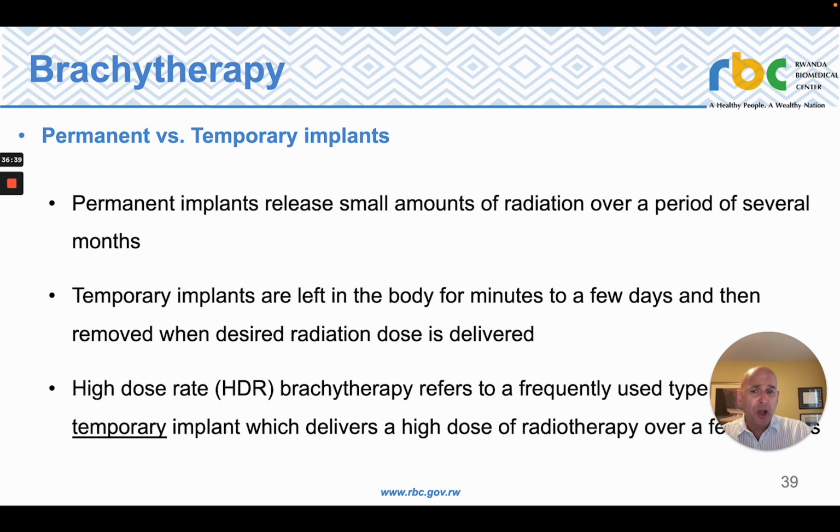desired radiation dose is delivered. A type of temporary implant is high-dose rate brachytherapy, which is what that afterloader machine that we just saw does, and that refers to a type of frequently used temporary implant where you're delivering a very high dose of radiotherapy, usually over a few minutes.